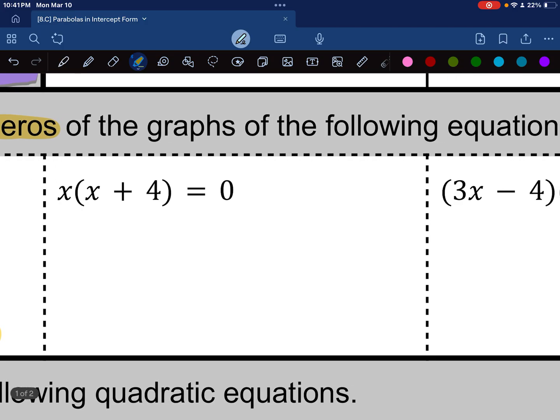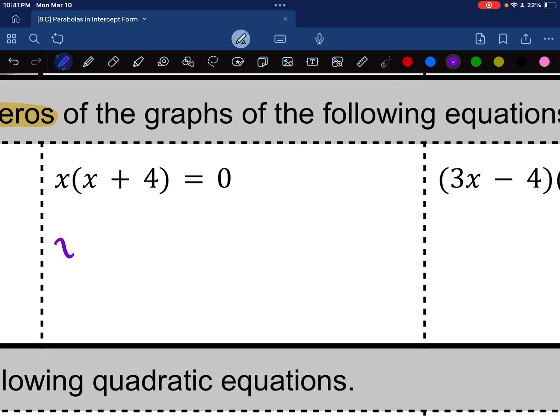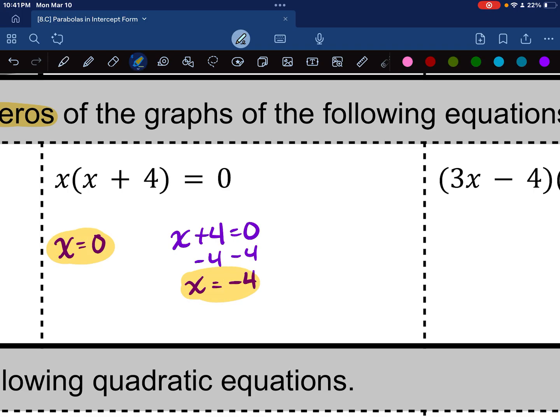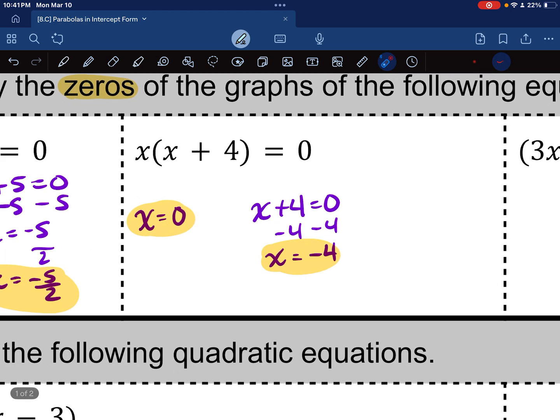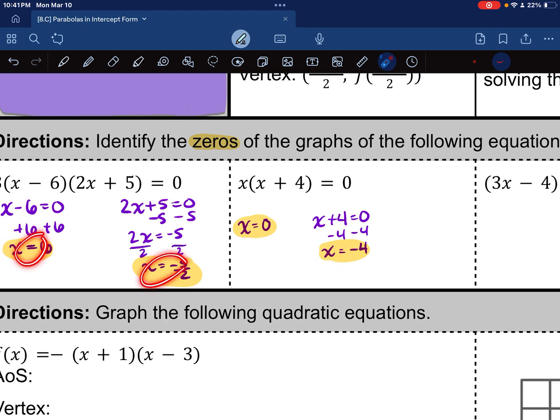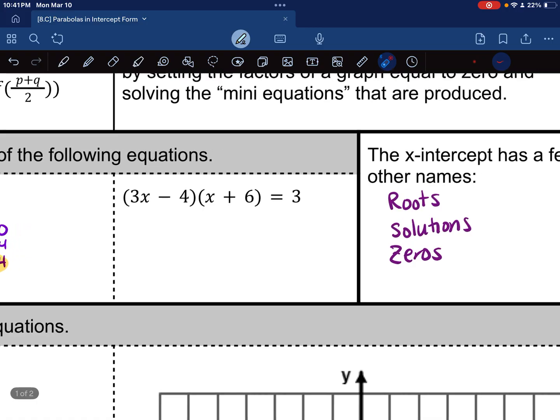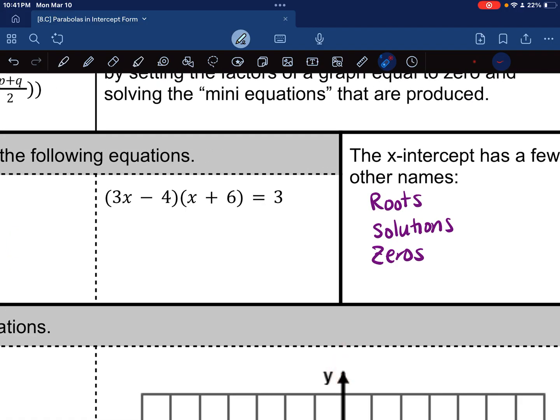Okay, so this one, I have an x in front of the parentheses, so I say that equals 0. And then I take the stuff in the parentheses and set it equal to 0. So a little subtraction to get rid of that addition, and I get x equals -4. This one right here, you don't even have to do any solving. You just get x equals 0 as one of your solutions. So what this means is that these graphs are crossing at these x values, like this. You'll see it in the graph that we do down here.